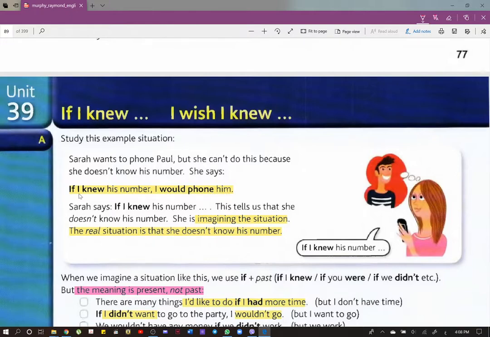Never say if I would know him. Don't say that. Don't use would. This is the rule. Don't use would in the if clause. Not only would, any modal verb. You are not allowed to use any modal verb in the if clause. The modal verb is used only in the main clause. This is the rule. Okay.